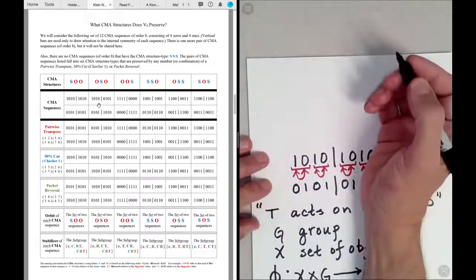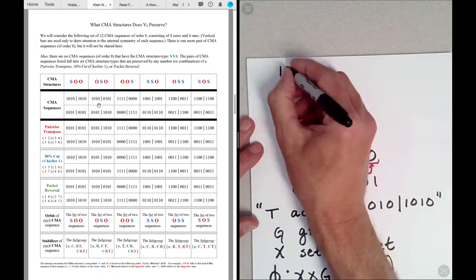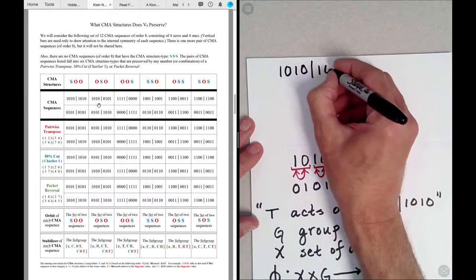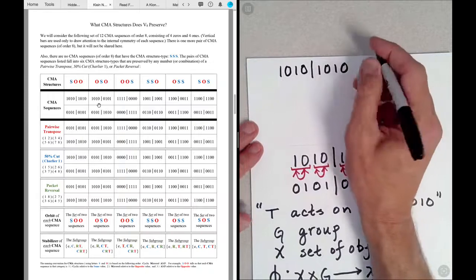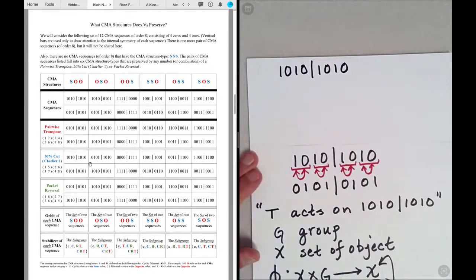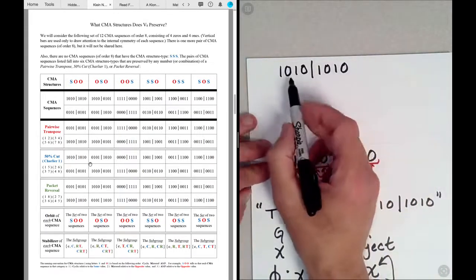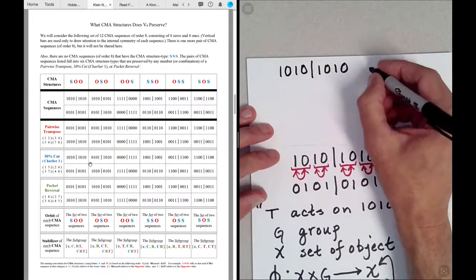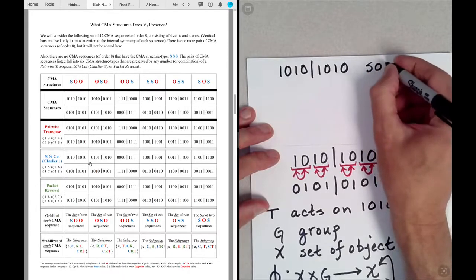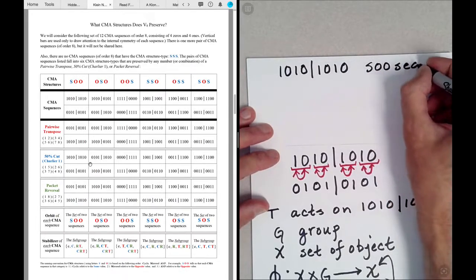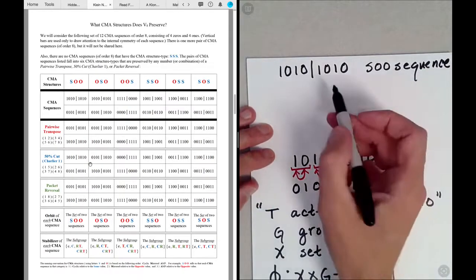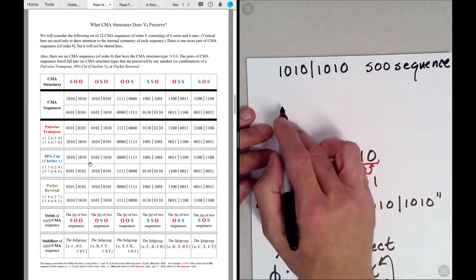Okay, so you may recall, there's a few layers of the onion to take off here, but it's important to do this at least once to feel like our table on the left over here can be deciphered by the viewer. Okay, so this is a CMA sequence, and the structure type is an SOO structure type. So an abbreviated, shorter way of saying that is just to say that this is an SOO sequence.